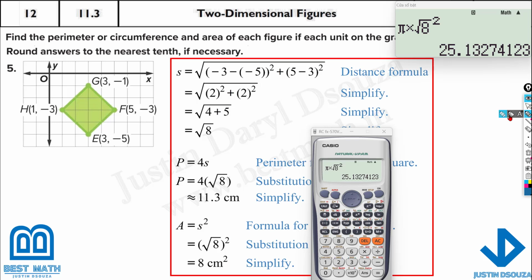There is an easier way. This is 2 and this is 2. So I can use Pythagoras theorem. Square root of 2 squared plus 2 squared is 4 plus 4, square root 8. That is how I can find one side of the square, and then 4 times square root 8 over here, put it in the calculator, and then the square of the side, square root 8 squared, would give you the answer. That's 8 centimeters squared.